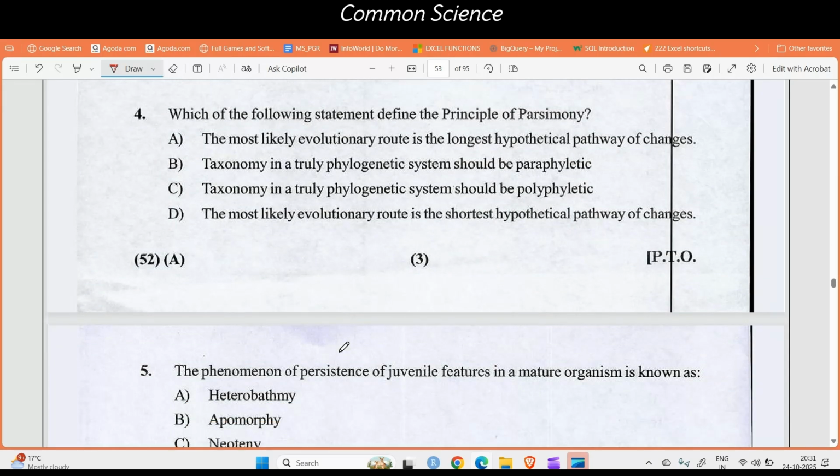Moving on to the next, the fourth question is: which of the following statements defines the principle of parsimony? There is this principle of parsimony, the principle of simplest explanation, which says that the most likely evolutionary route is the shortest hypothetical pathway of changes. You may have heard this quote that when the answer is simple, remember that God is answering. I think it's Einstein's quote, but I'm not very sure. So the principle of parsimony is the principle of simpleness, of shortness. Option D is the correct answer here.